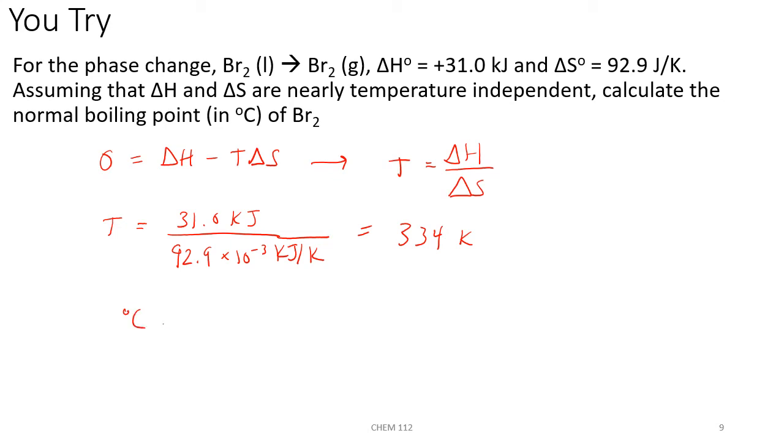To get our temperature in degrees Celsius, we take our temperature in Kelvin and subtract 273, which gives us 61 degrees Celsius as the boiling point of bromine liquid going to bromine gas.